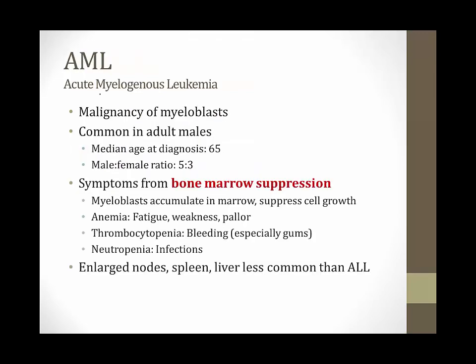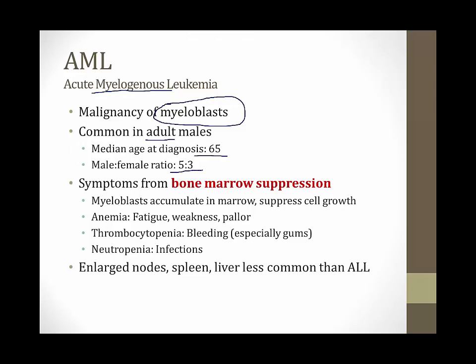Now let's move away from acute lymphoblastic leukemia and talk about acute myelogenous leukemia. This is an acute leukemia that develops because of a malignancy of myeloblasts. It develops from progenitors of the myeloid cell lineage. And in contrast to ALL, this disorder is more common among adults, especially males. The median age at diagnosis is about 65, and the male to female ratio is 5 to 3.